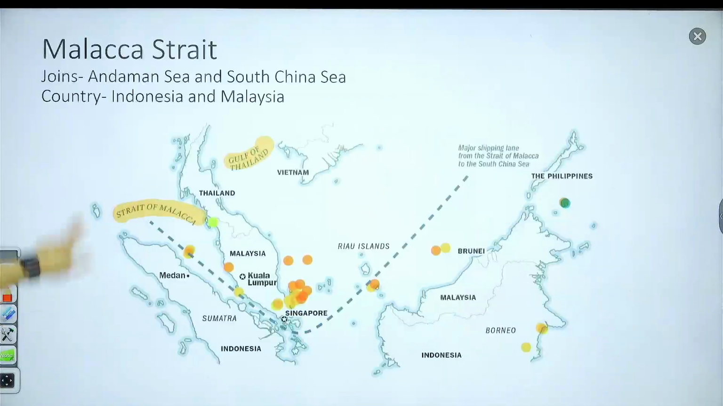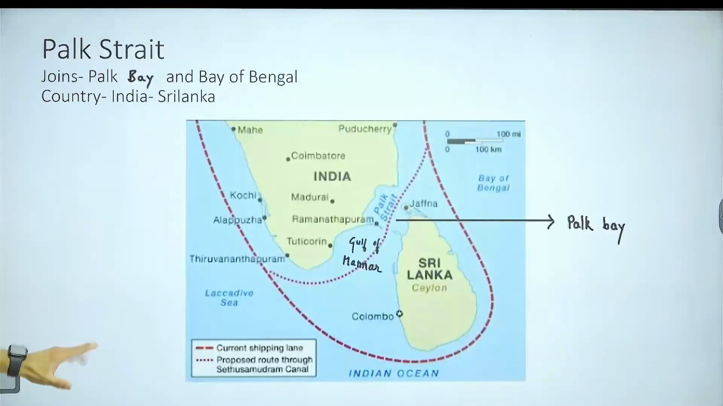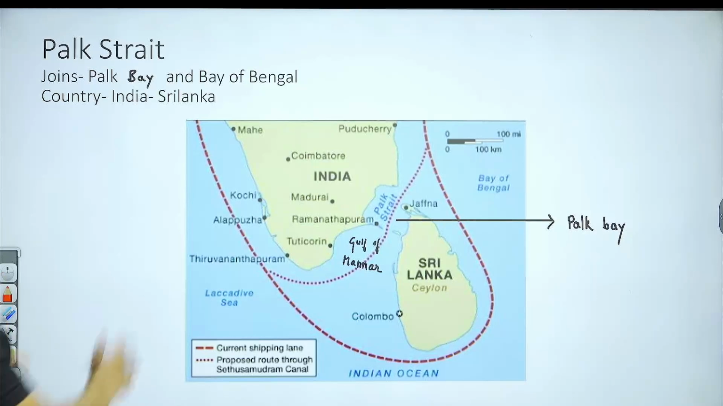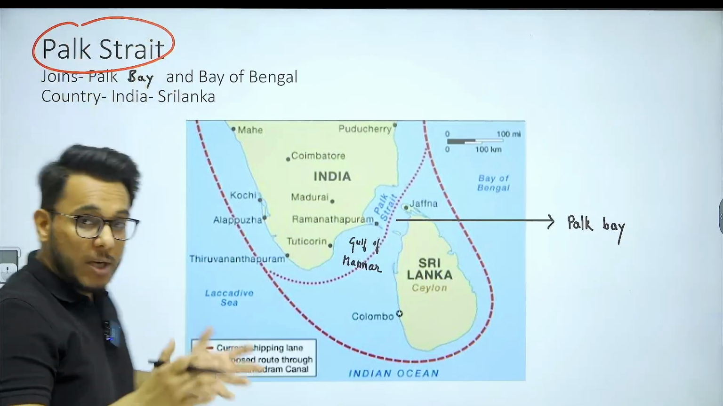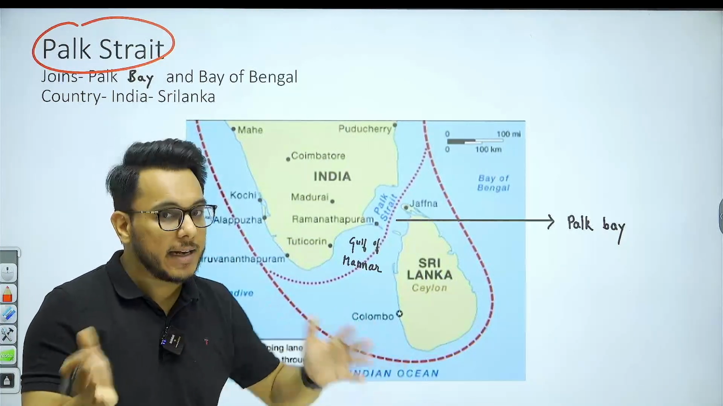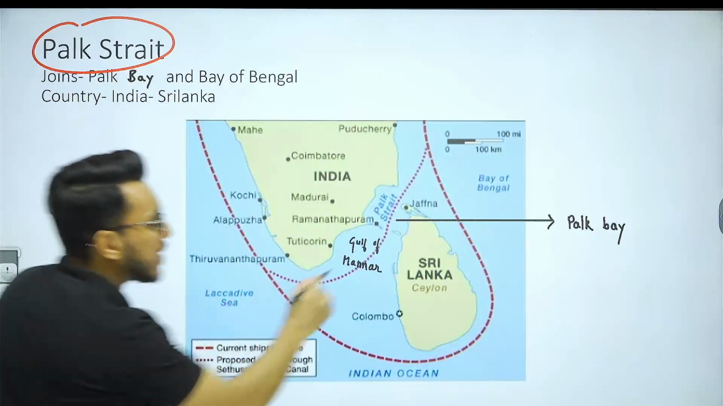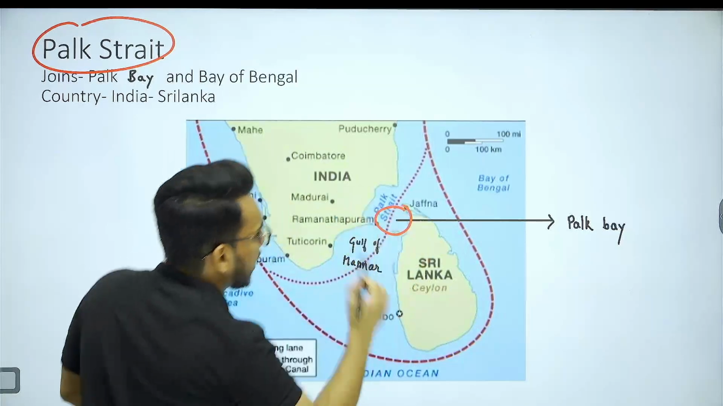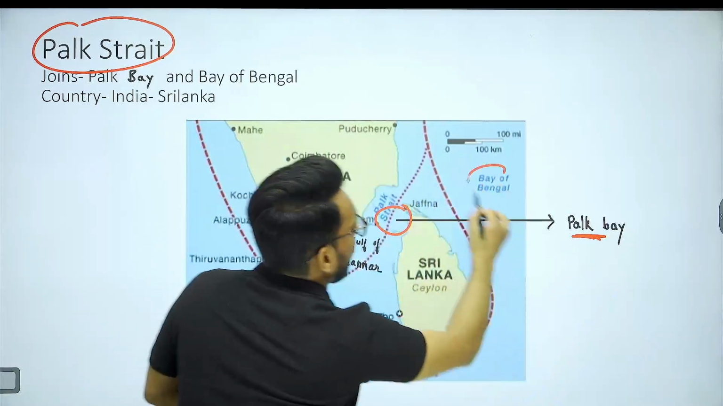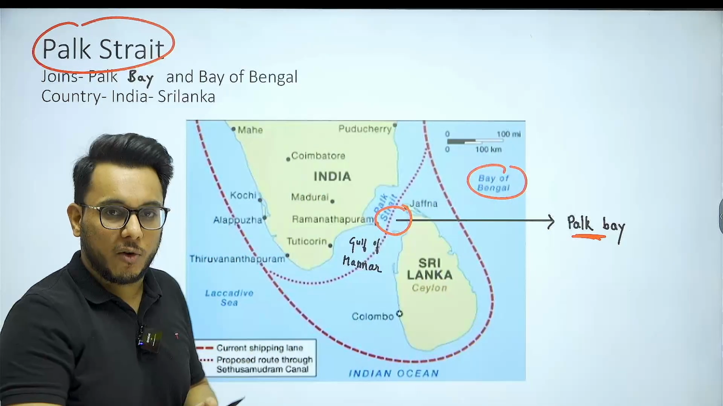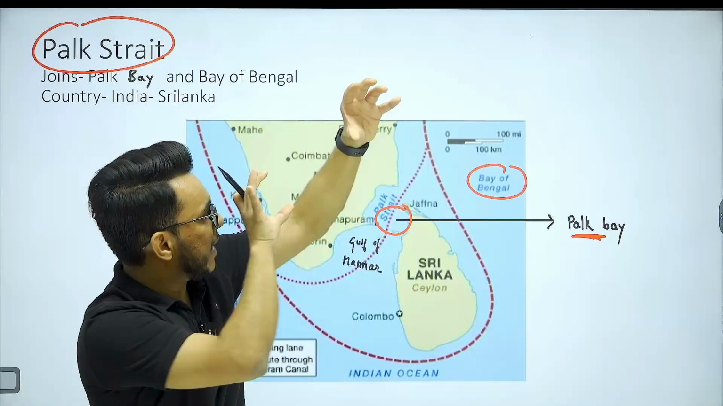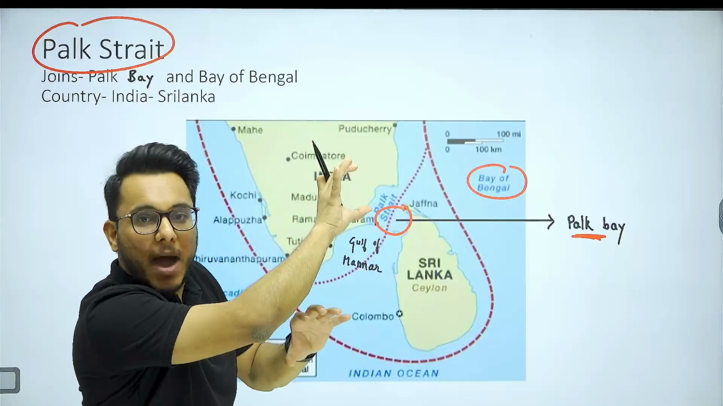Moving on to the next entries. Now, Palk Strait. It has been in the news because of the Katchatheevu Island issue. Now, guys, what does Palk Strait connect? Palk Strait connects Palk Bay with the Bay of Bengal. So we have the Bay of Bengal, then we have Palk Strait, and then we have Palk Bay.